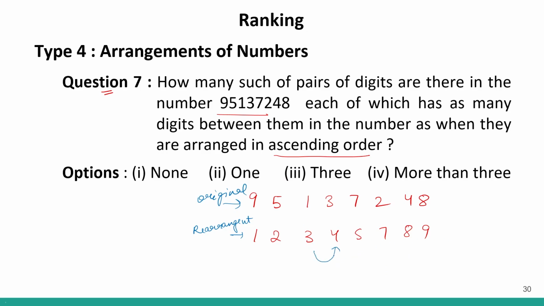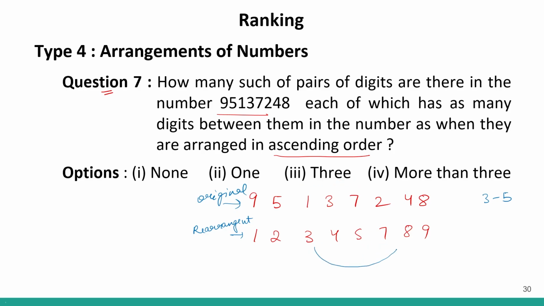So between 3 and 4 we had no digit. Over here between 3 and 4 we had 2 digits, so not the same. Now 3 and 5 we have 1 digit, and over here also 3 and 5 we have 1 digit. So first pair we have found out will be 3 and 5. Clear? Now 3 and 7 have 2 digits, and 3 and 7 had no digit, so this is not the same.